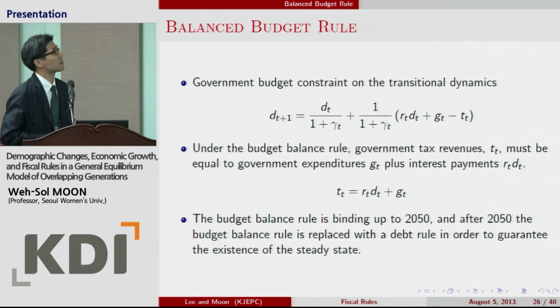The second rule is the balanced budget rule. Under this rule, as you know, the last term should be 0 at each point of time. So if the economy is growing, so gamma is positive, the amount of debt is shrinking over time.